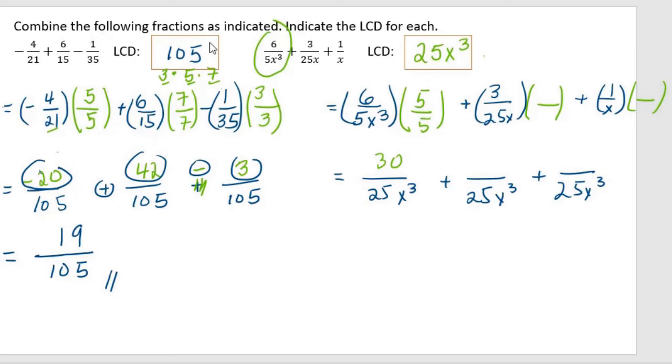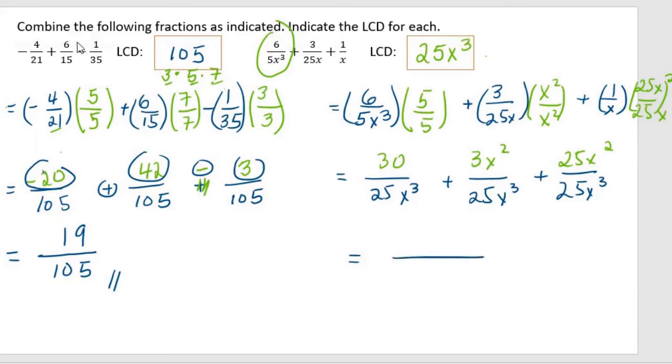All right, here we already have the 25, but we're missing a couple x's. How do we turn an x into an x cubed? Well, we multiply it by x squared. If we multiply the bottom by x squared, we better multiply the top by x squared. And 3 times x squared is just 3x squared. Here we're going to need 25 and x squared as well. We're missing pretty well everything, so we end up with 25x squared.